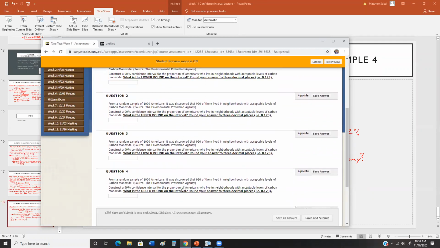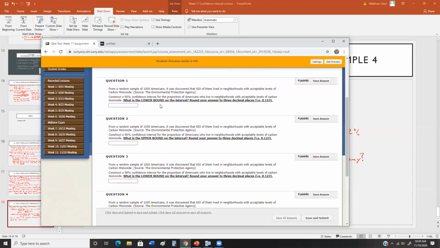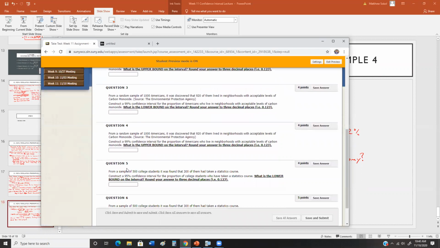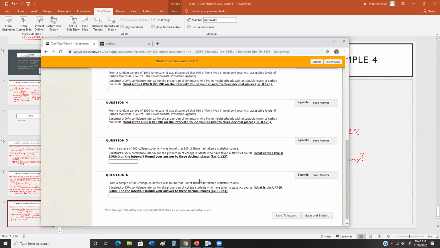confidence interval questions. The first question will always ask you what's the lower bound of the interval. The second question will ask you to plug in what's the upper bound of the interval. Just pay attention to the 90% level of confidence, and 99 here, and then question 5 is a different example from the first 2. You get 2 attempts at it.